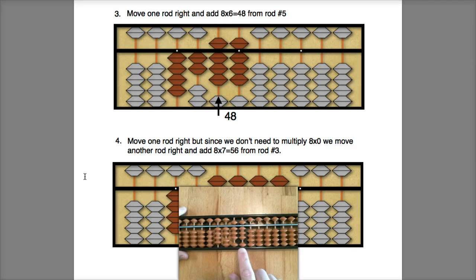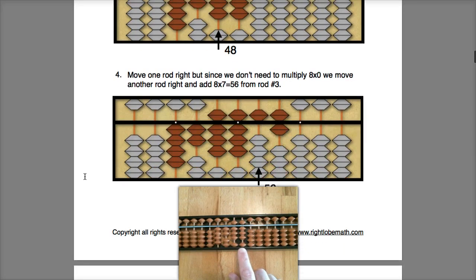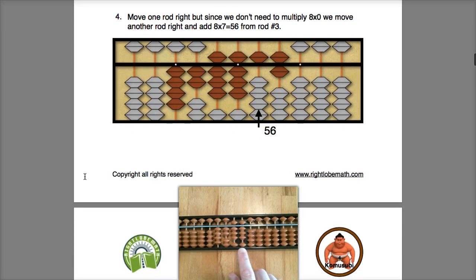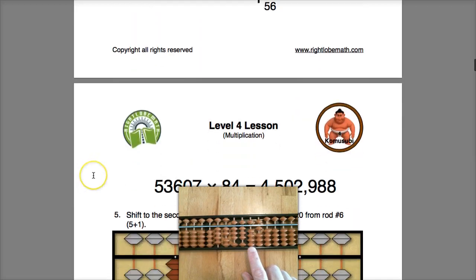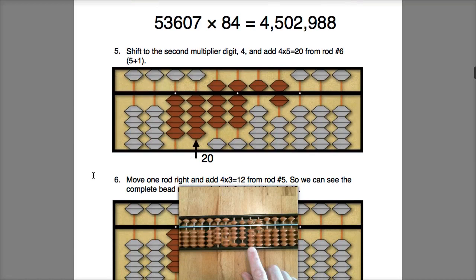Okay, and let's continue to the next one. So we'll move one rod right, but since we don't need to multiply 8 times 0, we'll go ahead and skip that and move another rod right, and we are going to multiply 8 times 7, which is 56, and we'll enter that from here on rod 3, so 56. Okay, so that goes ahead and concludes our first multiplier digit 8.